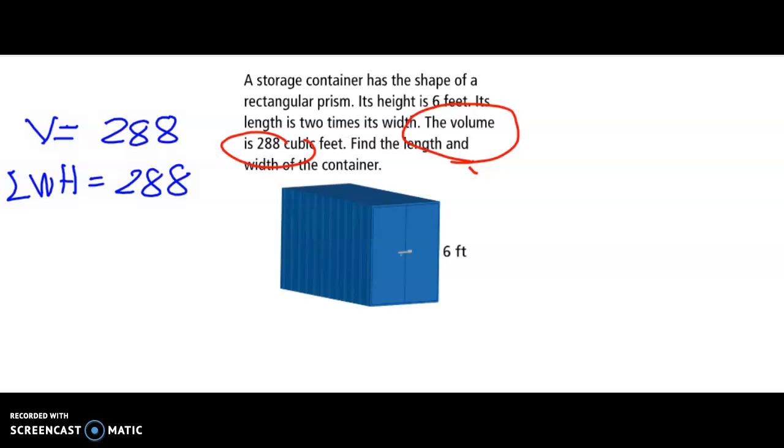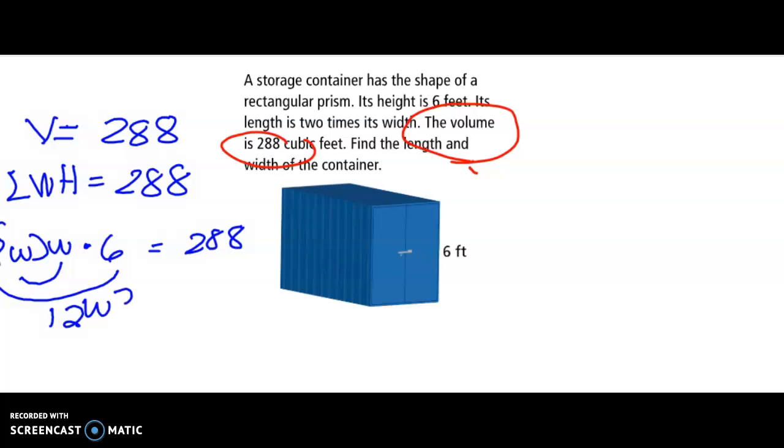Now we know the height is 6. The length is 2 times the width. So that means I can replace L with 2W. W is the width, and the height is 6 feet. So that's equal to 288. Now, if we simplify further, 2 times 6 is equal to 12. And then W times W is equal to W squared. So far we have 12W squared is equal to 288.